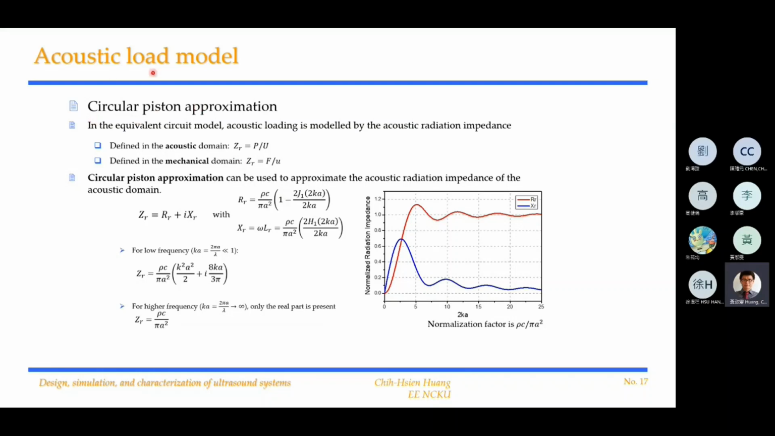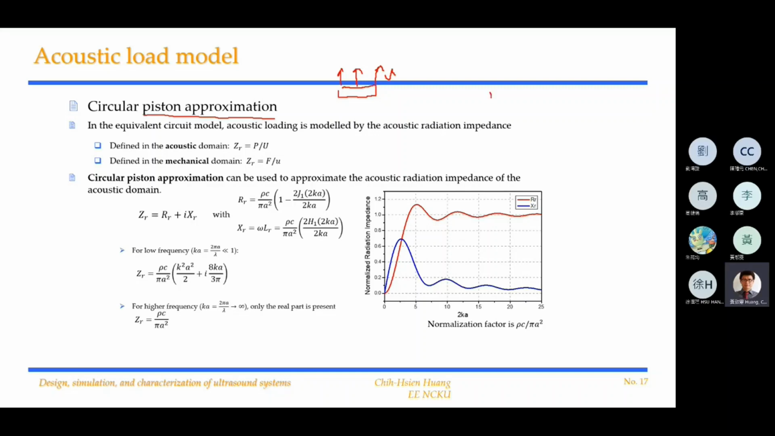So for the acoustic load, which is the impedance of the acoustic domain, we use a circular piston approximation here. Again, what is the difference between a piston and a membrane? For a piston, everything moves together, so the entire thing moves together. All of it has the same mechanical velocity here. We call it the piston approximation.